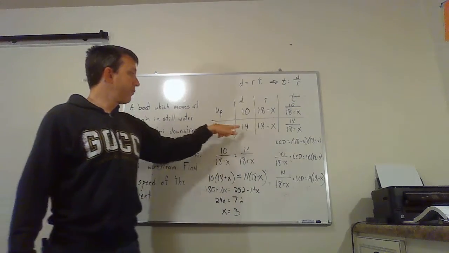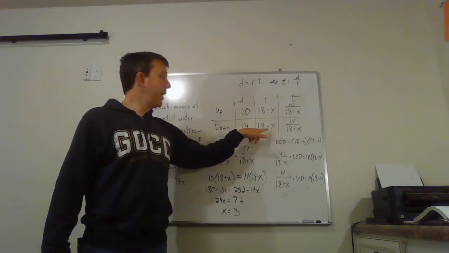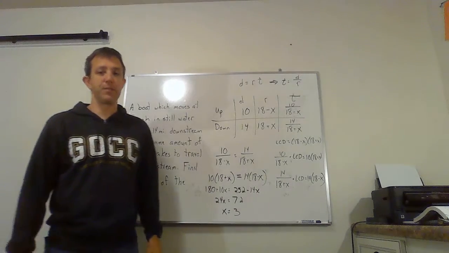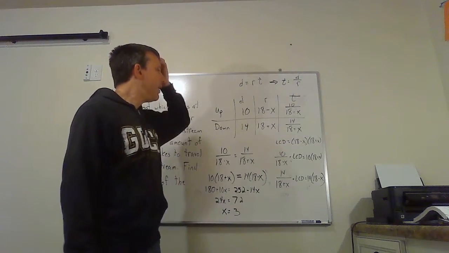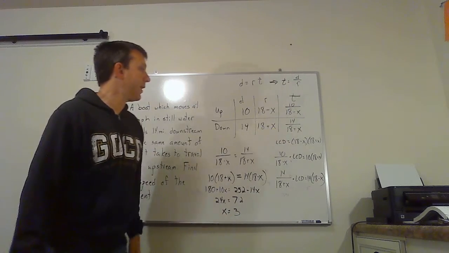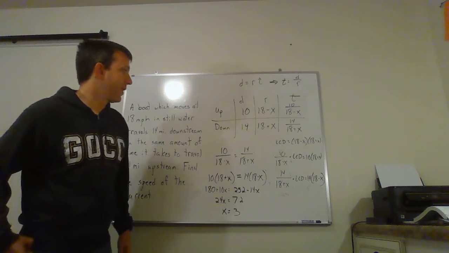Going downstream goes a distance of 14 miles, and its rate now will be 18 plus x because the current will be pushing the boat along, so it'll be adding speed to the boat. So again, doing the same trick, taking the distance and dividing by the rate, the amount of time to go downstream for that trip is 14 over 18 plus x.